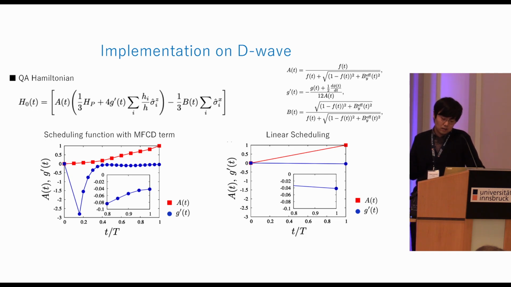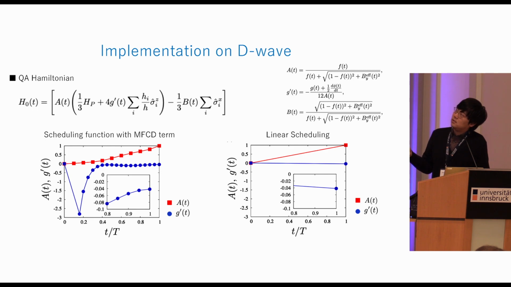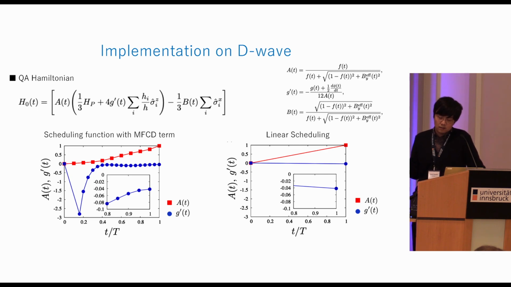After this spin rotation, the Hamiltonian is given by this form, where A and G prime is the scheduling function, which reflects the time dependence of the counter-diabatic field. And this leads to such non-trivial annealing schedule. We also use linear schedule to compare the success probability obtained for the classical nail state with the case of this case.